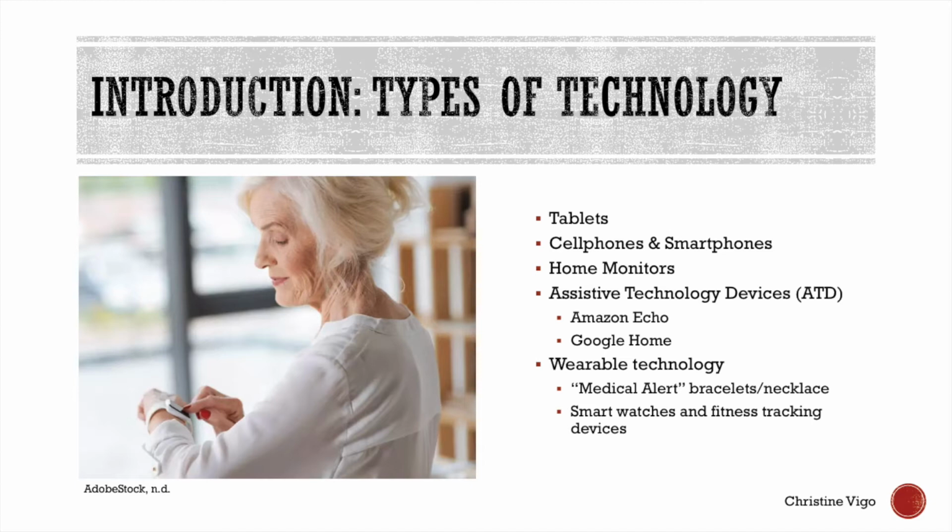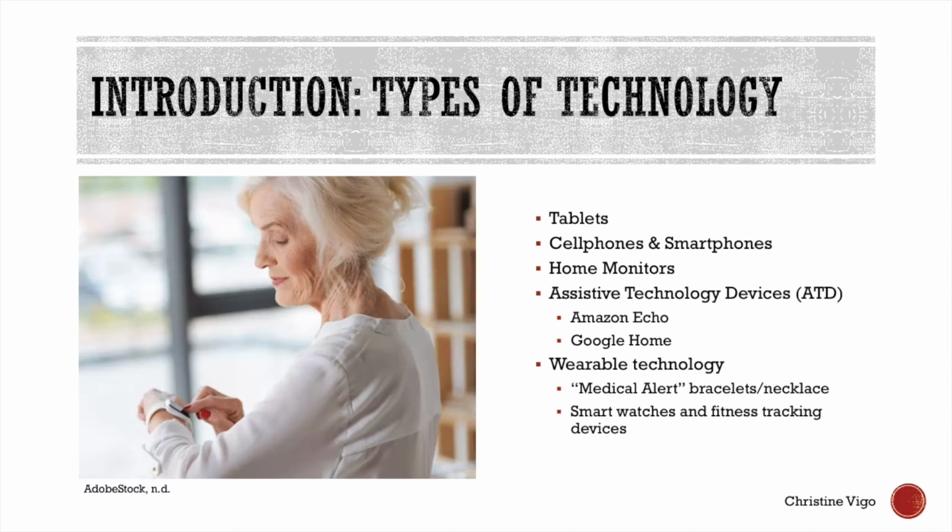Home monitors are great when they are placed in a senior's home to communicate information back to a caregiver. Assistive technology devices such as Amazon Echo and Google Home devices can help seniors feel comfortable in their home, as well as perform daily activities with just their voice. And lastly, wearable technology such as the medical alert bracelet or necklace that connects to a phone line allows them to communicate just by a push of a button that help is needed.